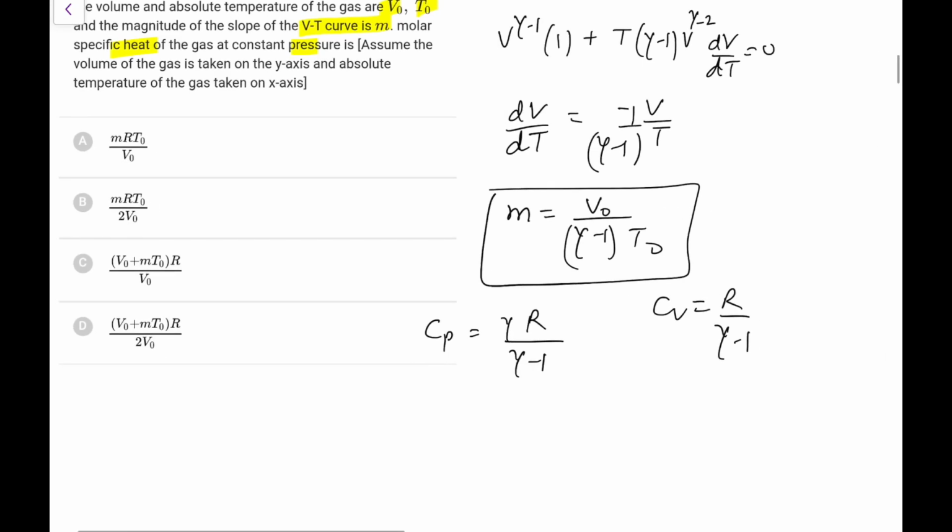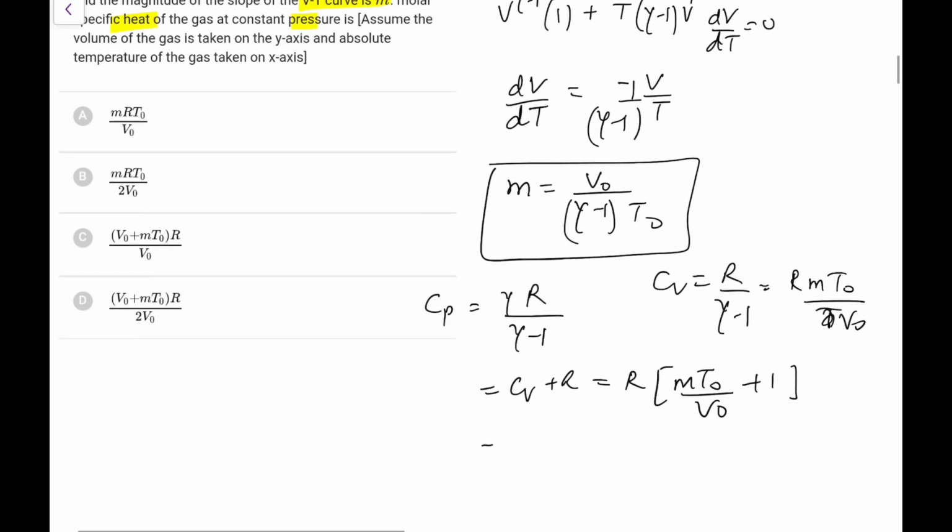So 1 upon gamma minus 1, I can take it from here, so it is r m T0 by V0, so this would be Cv plus r. So what we have, r is common, m T0 upon V0 plus 1, you will get r m T0 plus V0 upon V0. Now look at these options. I think this option C is the most perfect one we are getting.